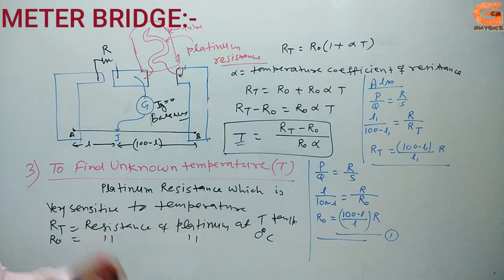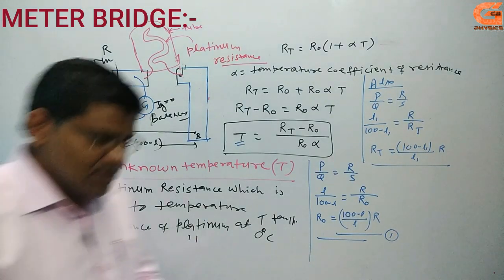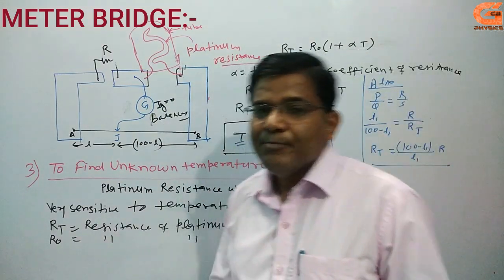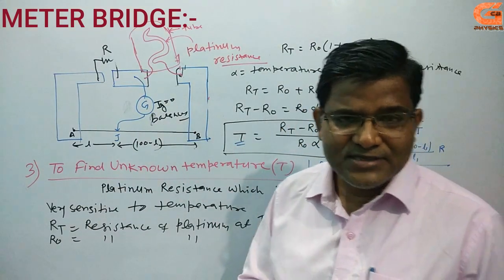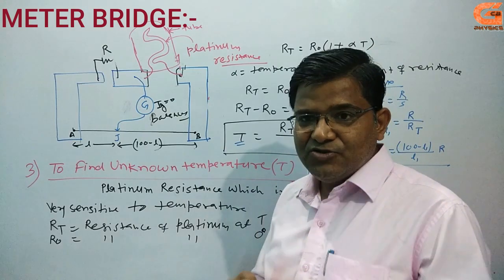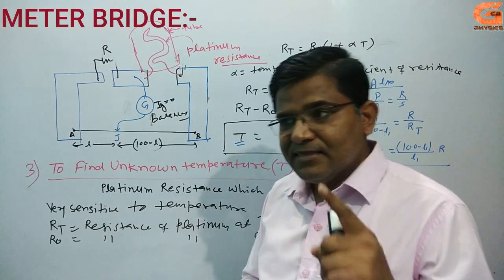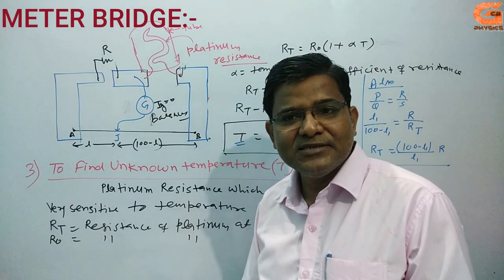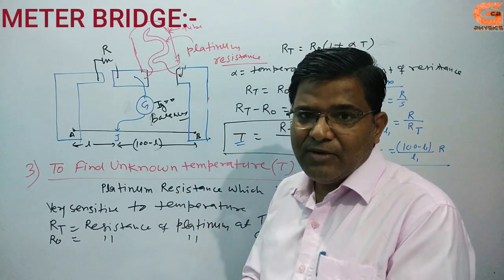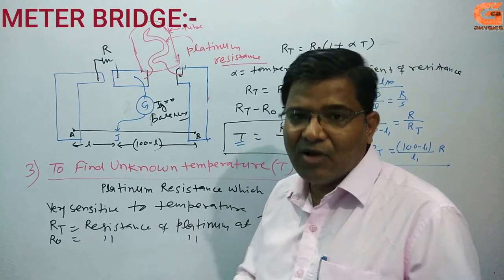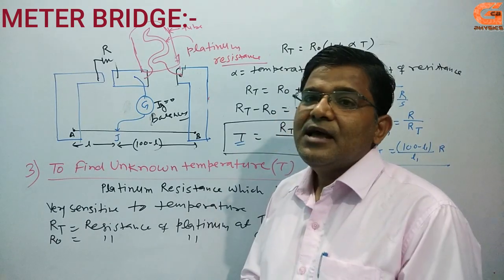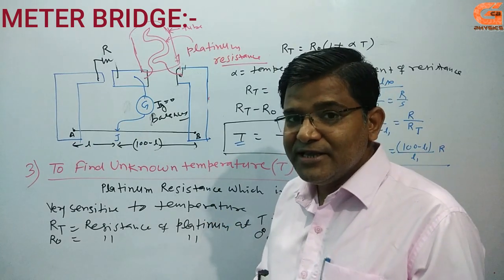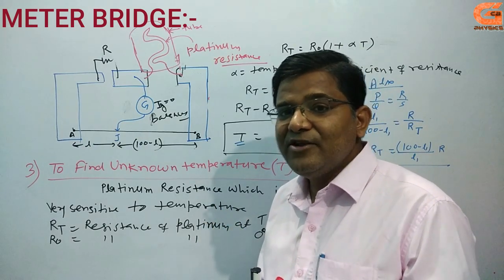This is the third application of the meter bridge. So with the help of a meter bridge we can find the unknown resistance, the ratio of unknown resistances, the value of a series combination, the value of a parallel combination, or the R equivalent, either series or parallel or mixed connection, and the unknown temperature. And one more thing is to find the resistivity of a wire.